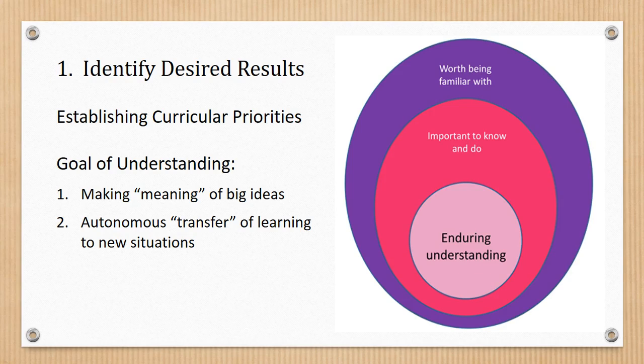In identifying the desired results, they've established this model on the right for establishing curricular priorities. And the smallest one is the enduring understanding. That is what students will take away and keep with them. It's kind of what they've internalized through the lesson. Important to know and do would be major concepts, and worth being familiar with might be more of the factual elements. One thing to note in their goal of understanding things, they use the word understanding to talk about making meaning of big ideas, so that there's personal meaning for students.